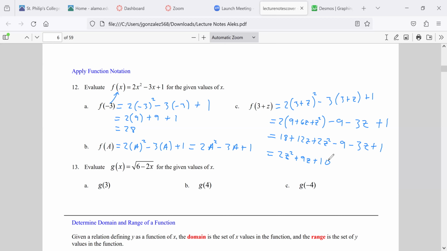Now this one's called g. Plug in 3. What did you guys get? It's the same thing. So this is your new function: square root of 6 minus 2 times parentheses 3, right? All in the parentheses, I mean the square root. Everything's inside. You guys get it?